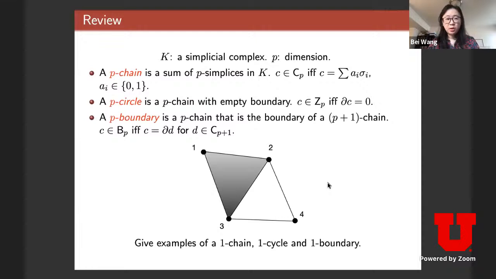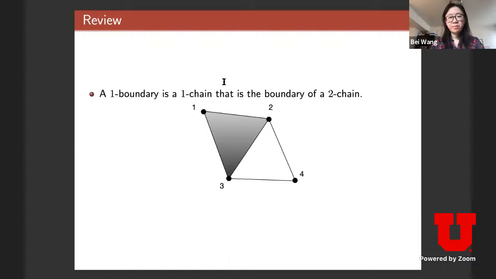So this is just a quick recollection of what is a one-chain, what is a one-cycle, what is a one-boundary. And a one-boundary, remember, is a one-chain that is the boundary of a two-chain. So 1,2 plus 2,3 plus 1,3 is a one-boundary. But 2,3 plus 2,4 plus 3,4 is not, because there's no triangle whose boundary it is.